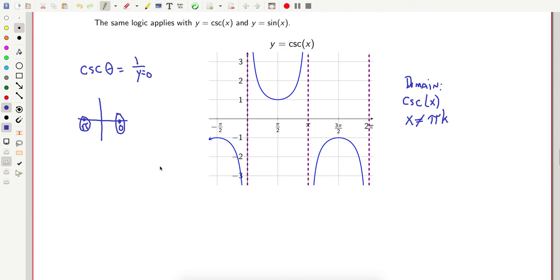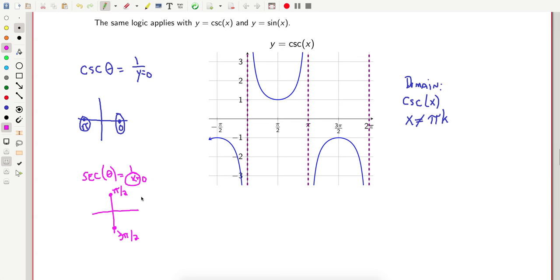For secant, if we look at secant, secant is 1 over x. Here we'd want to know where this x-coordinate equals 0. And if we look at our coordinate plane, your x-coordinate is 0 means you're on the y-axis. So you're on the positive y-axis where you've got pi over 2, and you're on the negative y-axis where you've got 3 pi over 2.